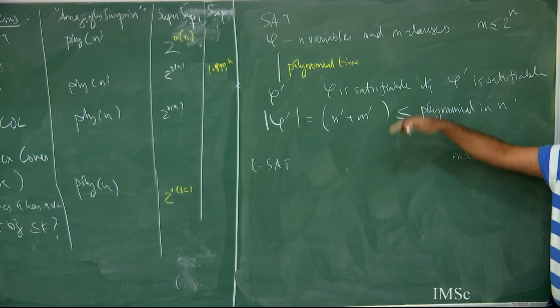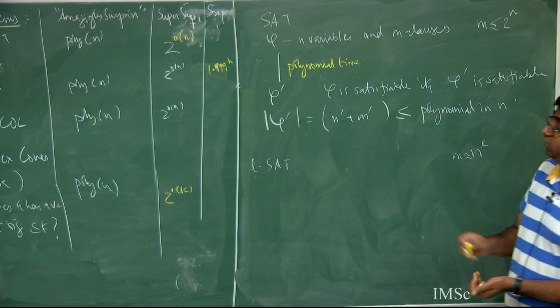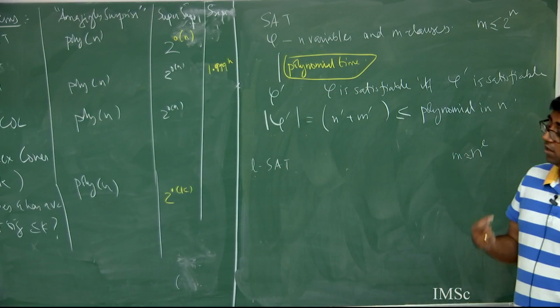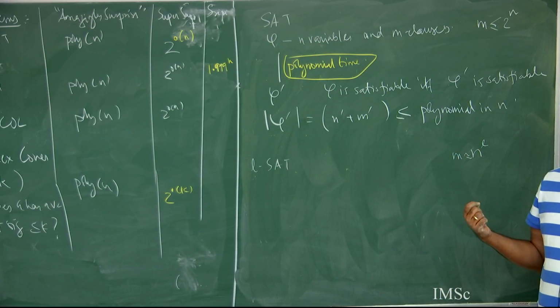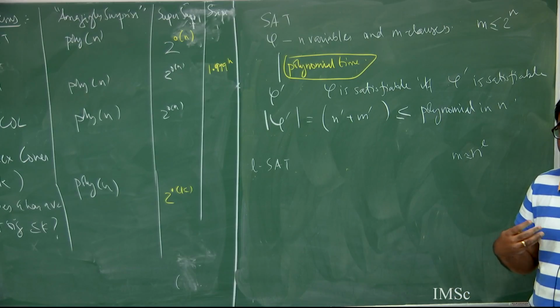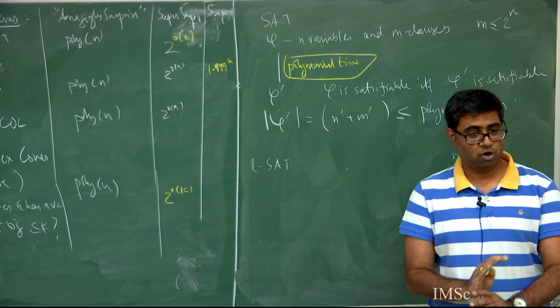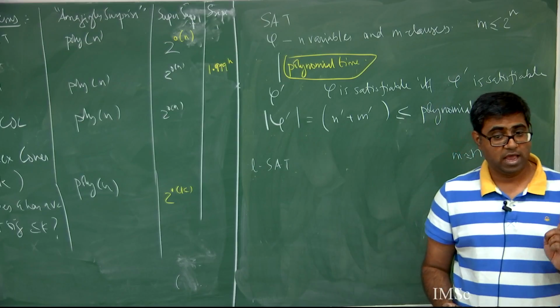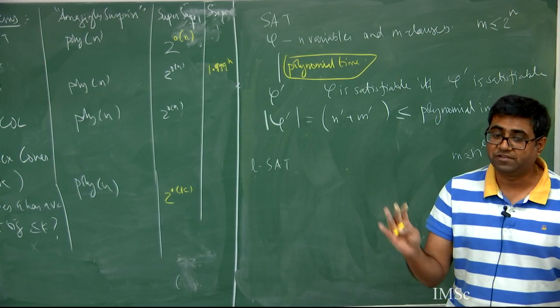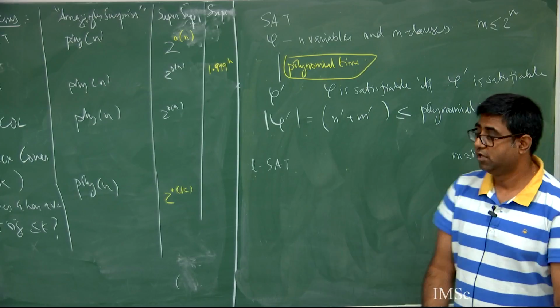Okay. If I am able to obtain such a polynomial time algorithm, look, what is this algorithm? I take an instance of SAT and output you an instance. I am not solving the problem. I am not solving the answer. All I am doing is compressing the input and giving it to you.